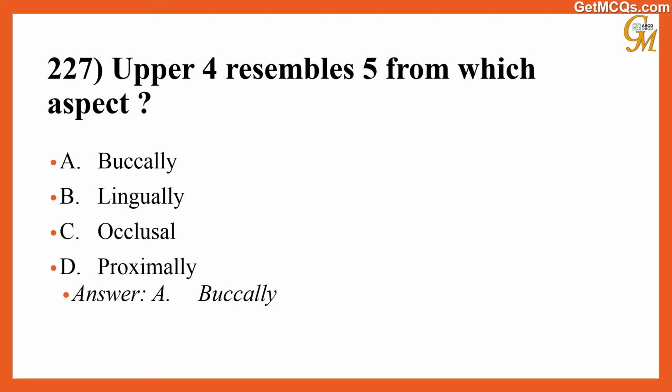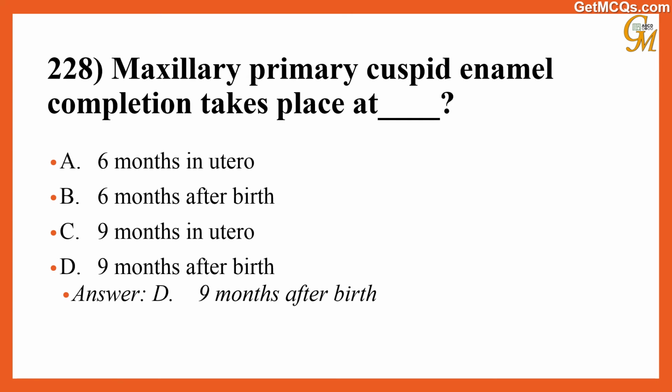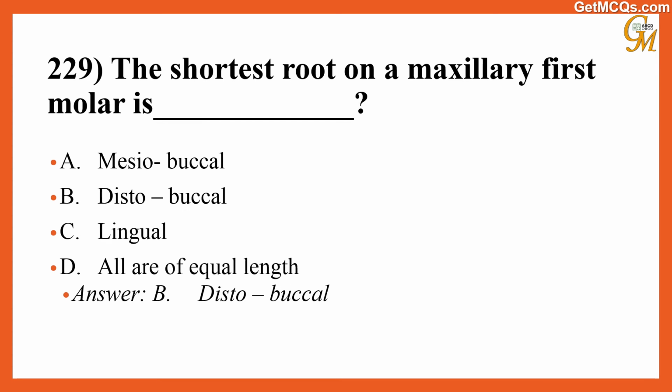227. Upper 4 resembles 5 from which aspect? Answer: A. Buccally. 228. Maxillary primary cuspid enamel completion takes place at? Answer: D. 9 months after birth. 229. The shortest root on a maxillary first molar is? Answer: B. Disto-buccal.